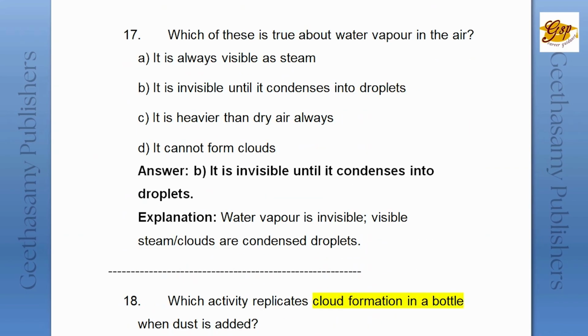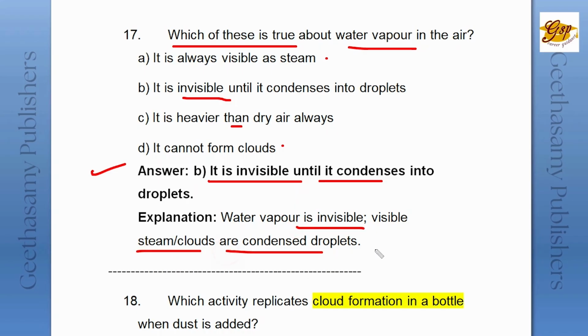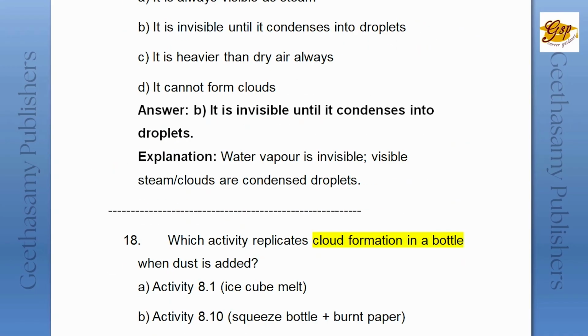And 17th question. Which of these is true about water vapor in the air? It is always visible as a stream, it is invisible until it condenses into droplets, it is always heavier than dry air, or it cannot form clouds? The correct answer is it is invisible until it condenses into droplets. Water vapor is invisible; it becomes visible as a stream, cloud or condensed droplets.